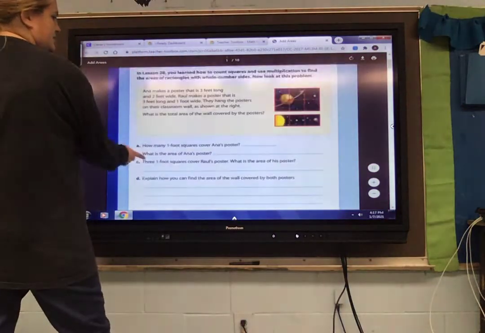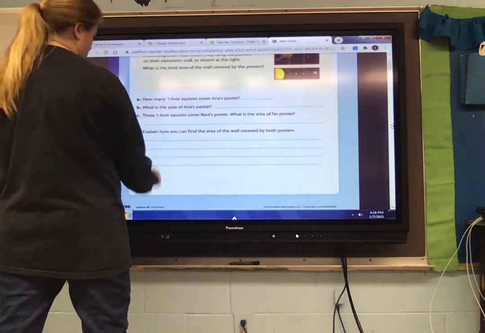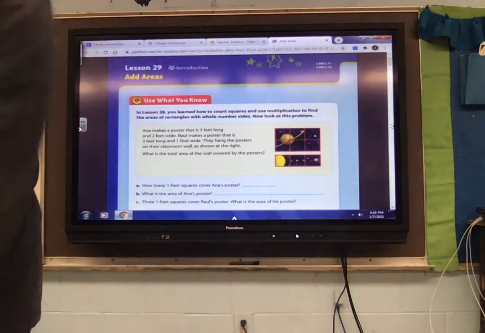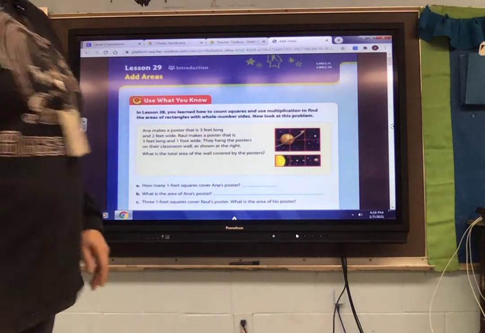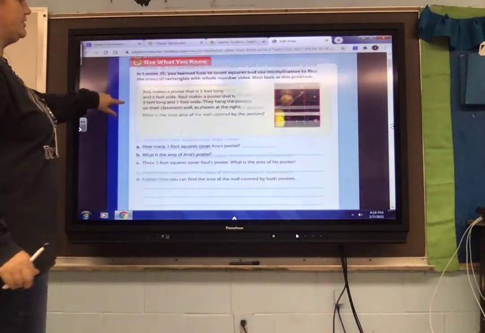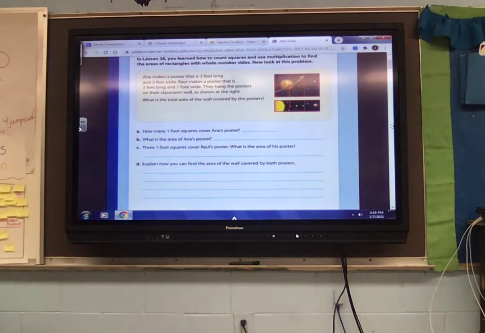All right, you're going to want to be on page 296. We're actually going to do 4 of our blue pages today, and then you'll have 2 red pages that you're going to do. So the title is Adding Areas. Let's look at what we're doing. We've learned how to count squares, and we've learned how to do length times width, and now we're going to learn how to break apart shapes.